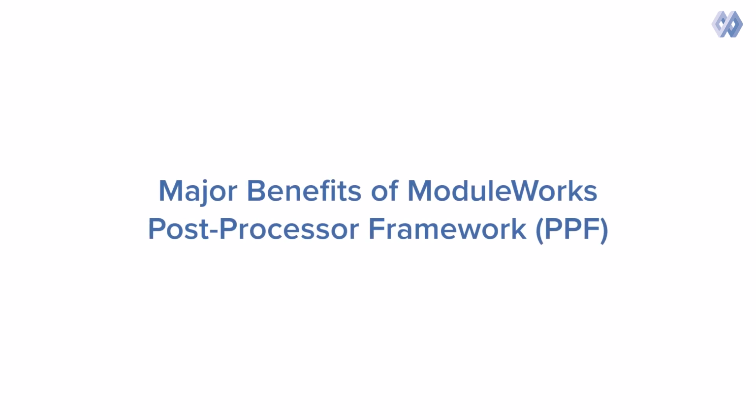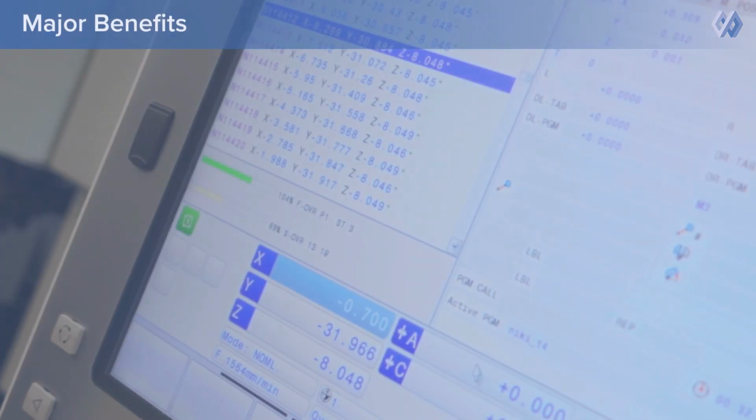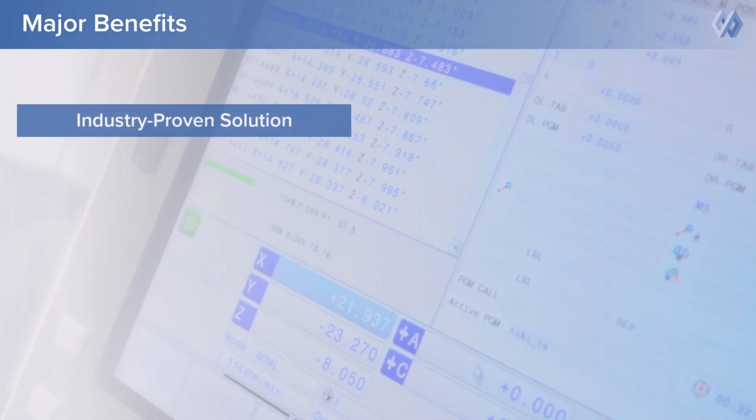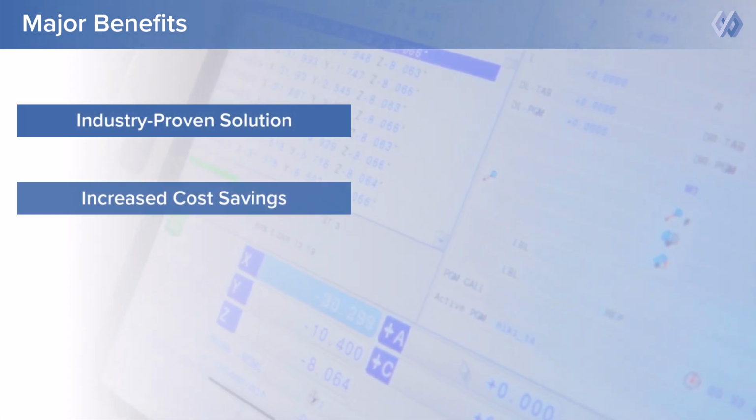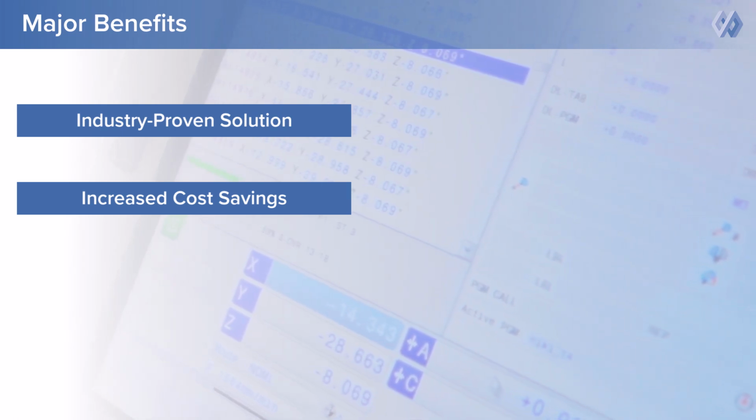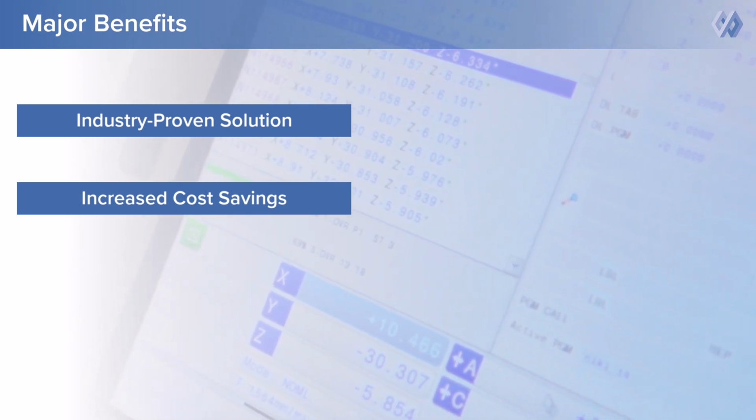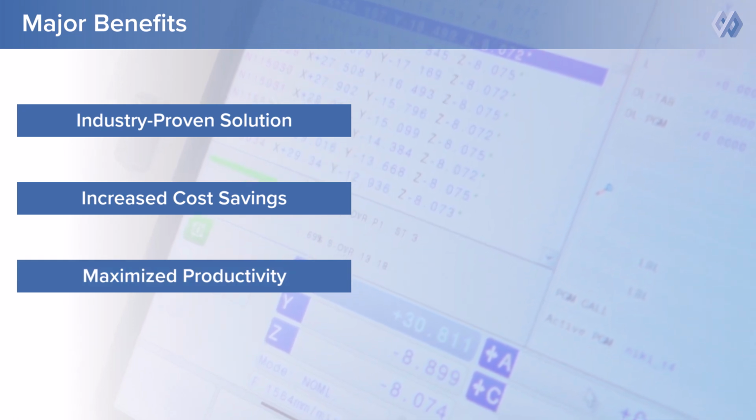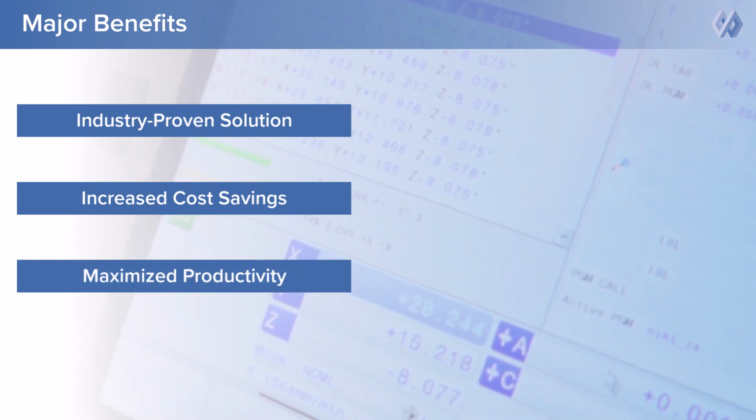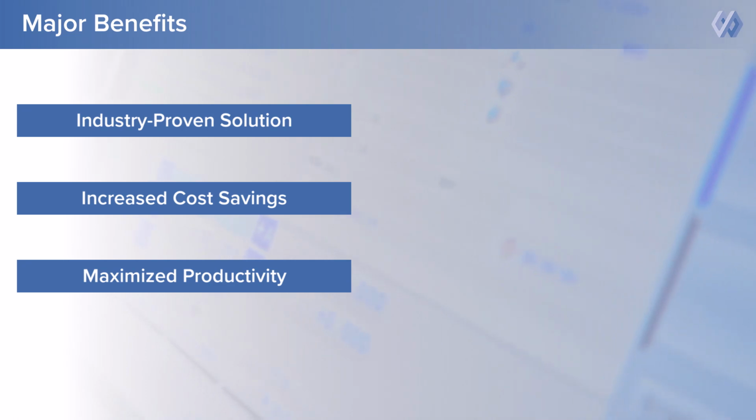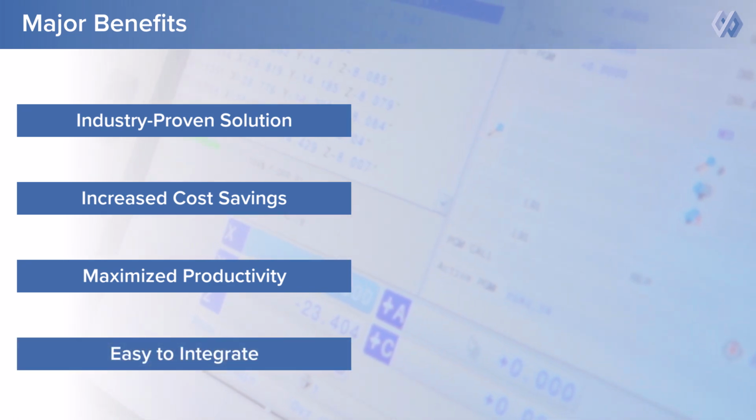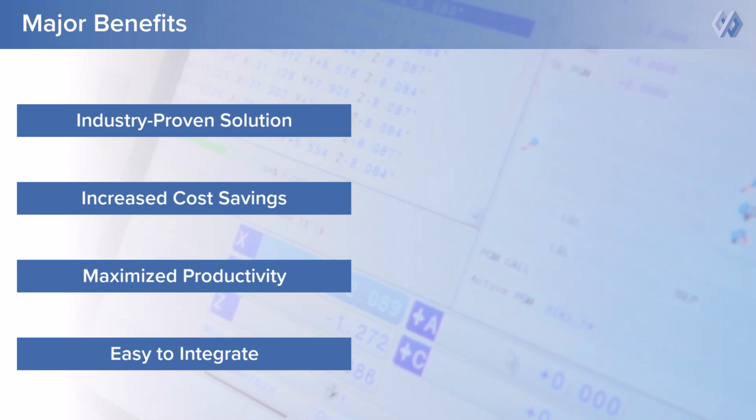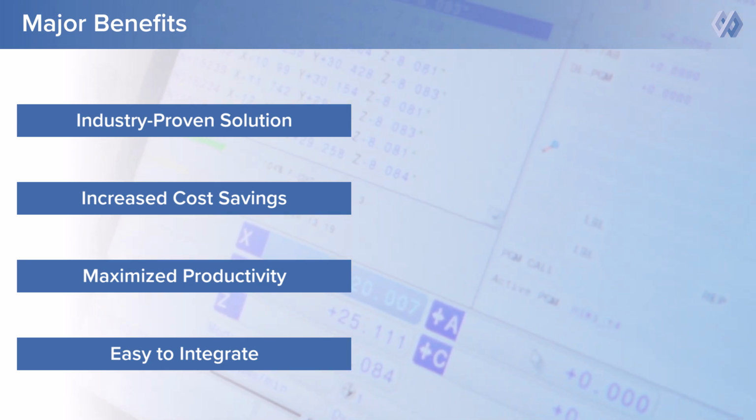Using ModuleWorks PPF, CAM providers and manufacturers benefit by an industry-proven solution for NC code generation, reduced development and maintenance expenses by integrating a fully featured post-processor component, maximize productivity with rapid NC code generation, even for the largest toolpaths, and an API for seamless integration into existing CAM solutions using C# or C++, supported by comprehensive documentation.